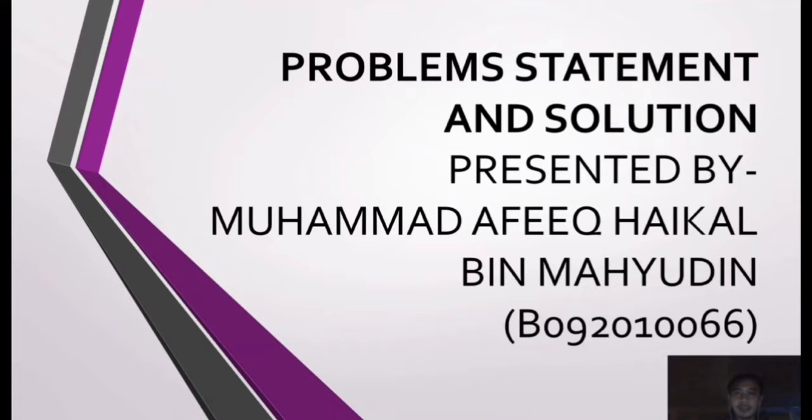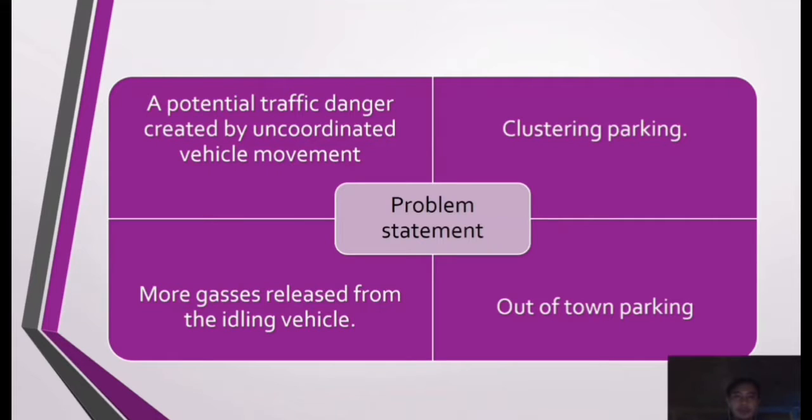My matric number is B0920100066. And today I will present about the problem statement and solution about our project. There are some problem statements that we had identified for our project. Number one is a potential traffic danger created by uncoordinated vehicle movement. It is because of selfish and urgent people that make it troublesome for others to park. And then number two is clustering parking.